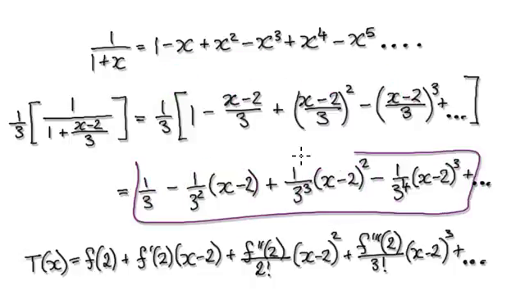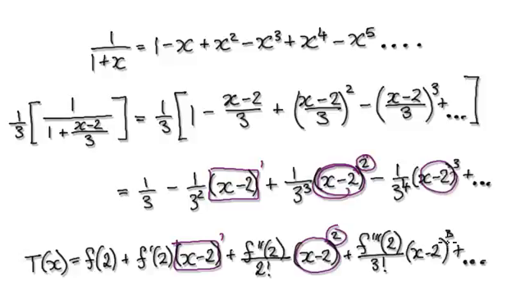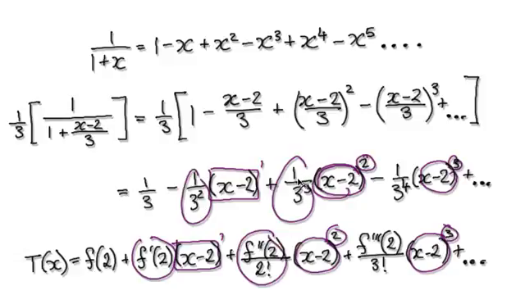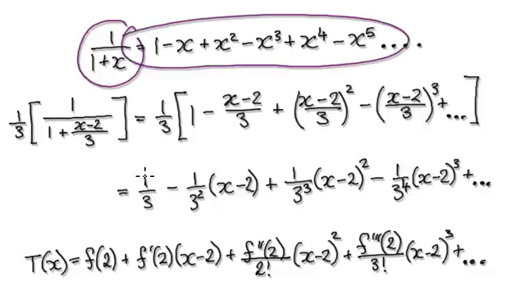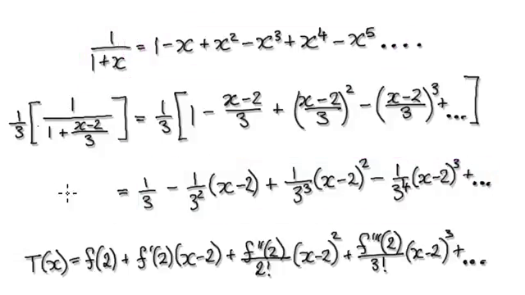We've just obtained our Taylor series, because if you look at this here, this is x minus 2 to the power of 1, if you like, and then this is x minus 2 to the power of 2, and x minus 2 to the power of 3. So this is your coefficient here, this is your coefficient here, and so on. By making use of this, it's much quicker to obtain our Taylor series. So this is our Taylor series for 1 over 1 plus x, centered at 2.